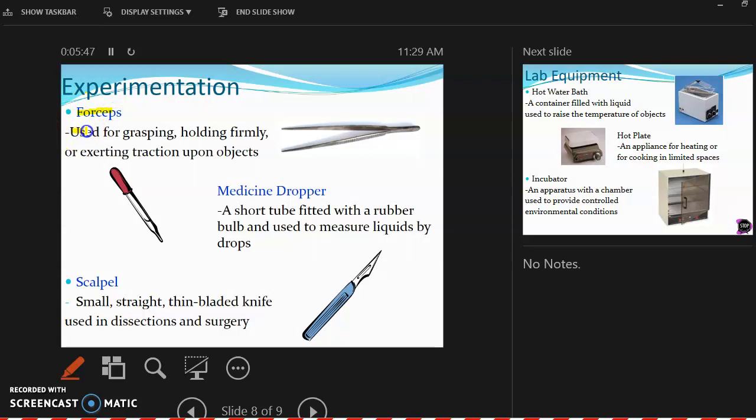Forceps are used for grasping and holding firmly or traction upon objects. Most of the time, forceps are used to hold something firmly. Okay, here's the other one that I said you would get mixed up with a pipette. A medicine dropper is a short tube fitted with a rubber bulb. Okay, the rubber bulb is important and is used to measure liquids by drops. So the rubber bulb here is what's going to tell you whether it's a medicine dropper or a pipette. And then a scalpel is a small, straight, thin blade knife used for dissections in surgery.